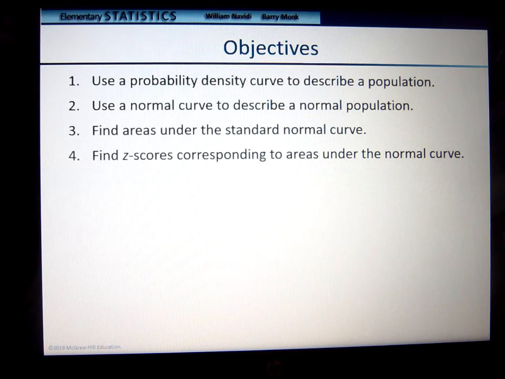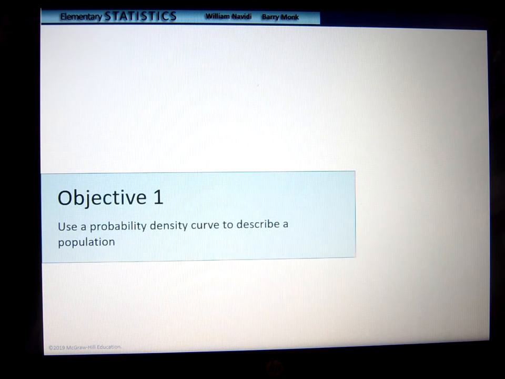We'll see. So first we're going to look at using the probability density curve to describe a population. We're going to use a normal curve to describe a normal population, finding the areas under the standard normal curve, and finding the z-scores corresponding to the areas under the normal curve.